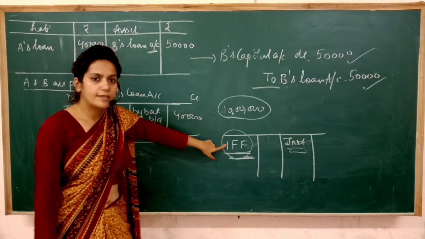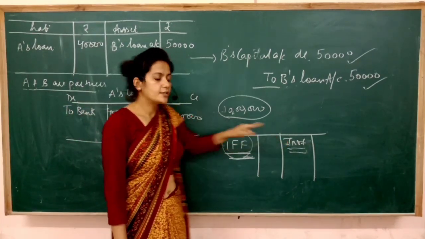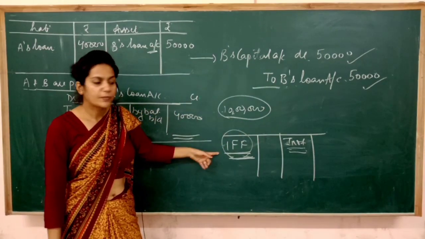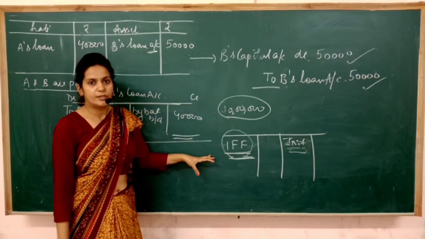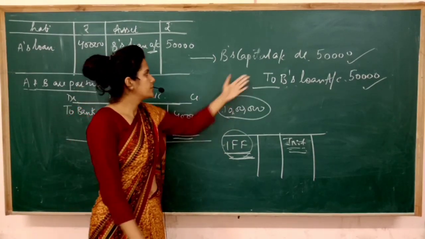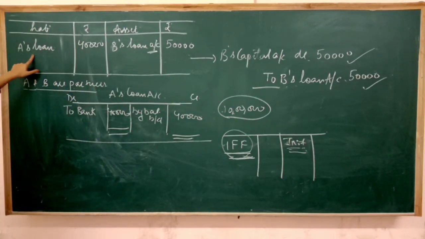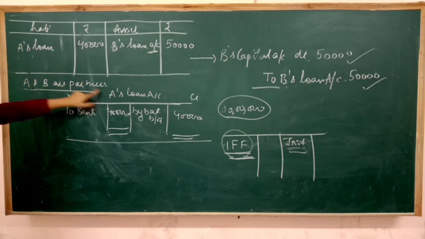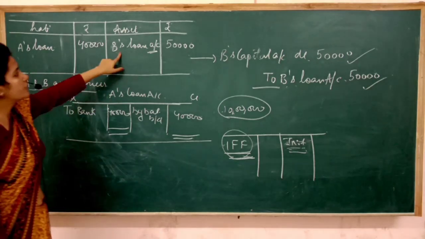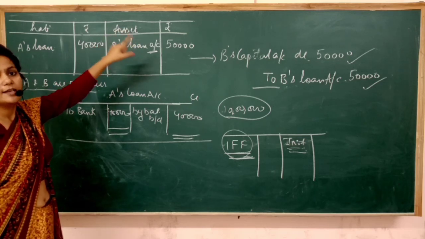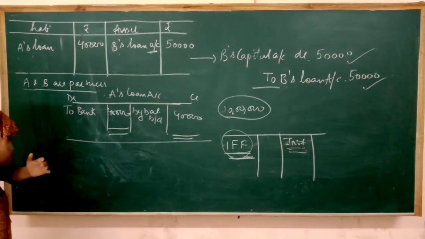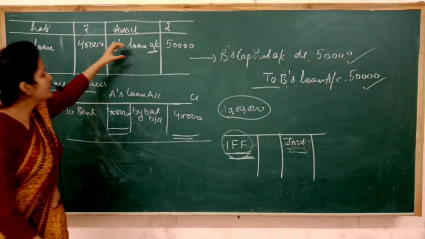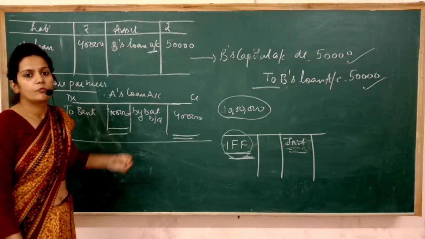If IFF is there and investment is also there, then transfer this IFF to realization. But if investment is not there, then transfer this IFF to partners' capital account. Got it? And this is the concept of loan account. If a partner's loan is on the liability side, it means the firm has taken the loan, then you have to draw a separate loan account. But in case B's loan account is on the asset side, then you need to understand that the partner has taken loan from the firm. And obviously the partner is going to repay that loan. So instead of making a separate loan account, what are we going to do?